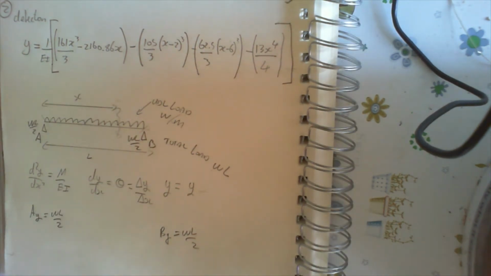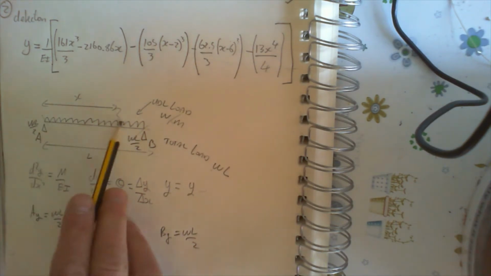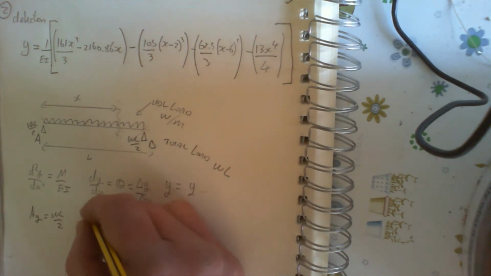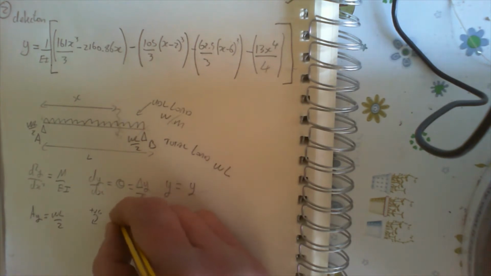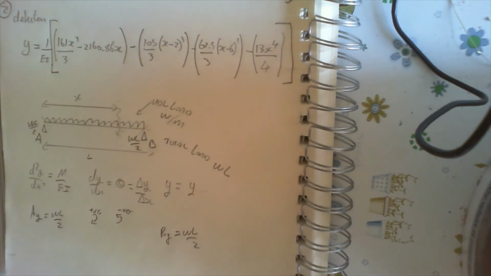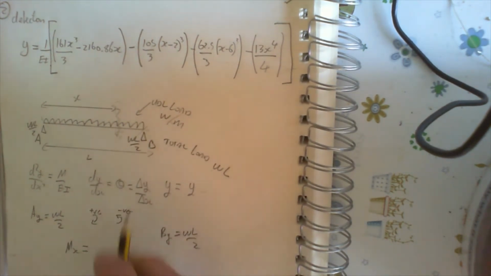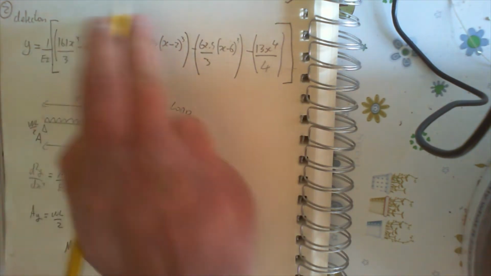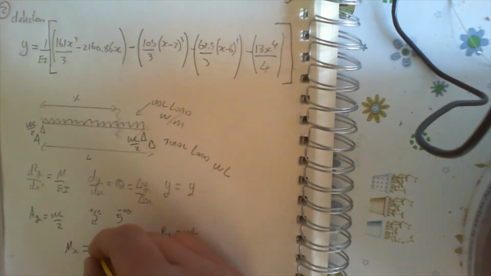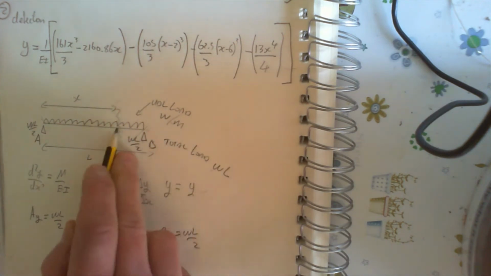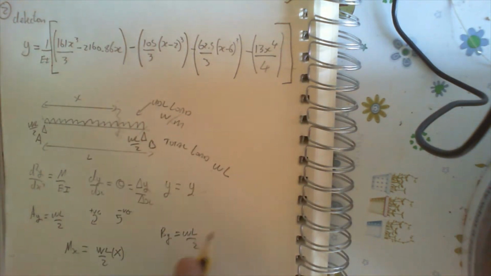Now the next thing we need to do is work out the moment here, and again positive, negative. Therefore the moment at x is going to equal, this is positive, pushing it round this way, omega L over 2 times the distance x from it, that's positive.